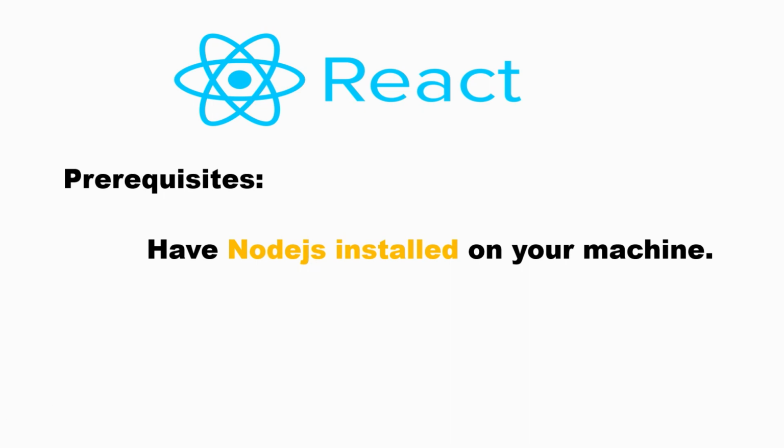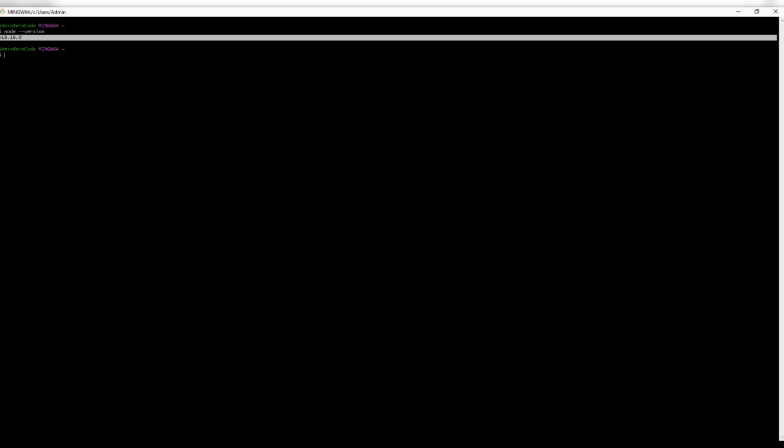If you are not sure whether Node.js is on your system, you can open your command line, or if you have Git Bash installed, you can open that. What you need to do here is type node, space, --version, to check the node version. If node is installed on your machine, running this command will show the version of node that is running.